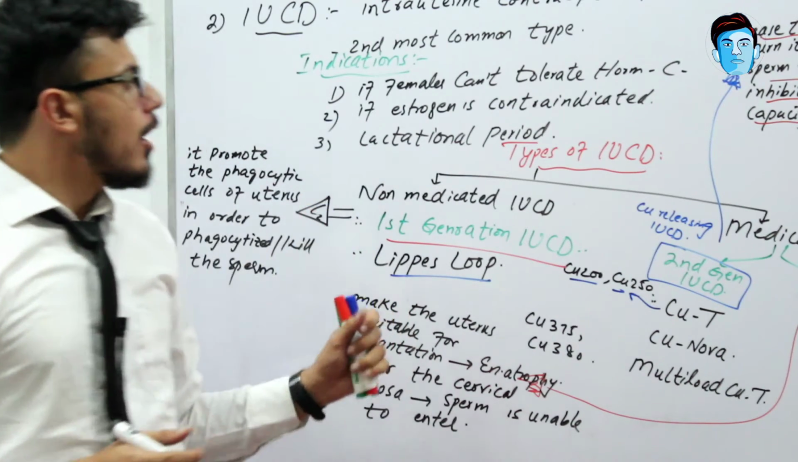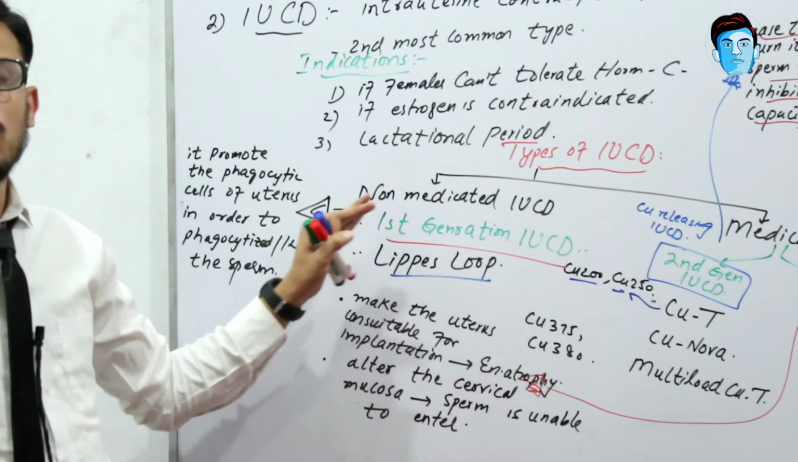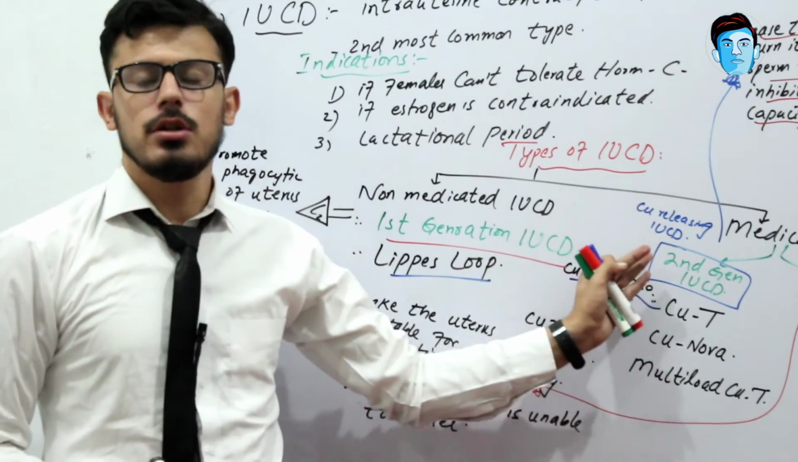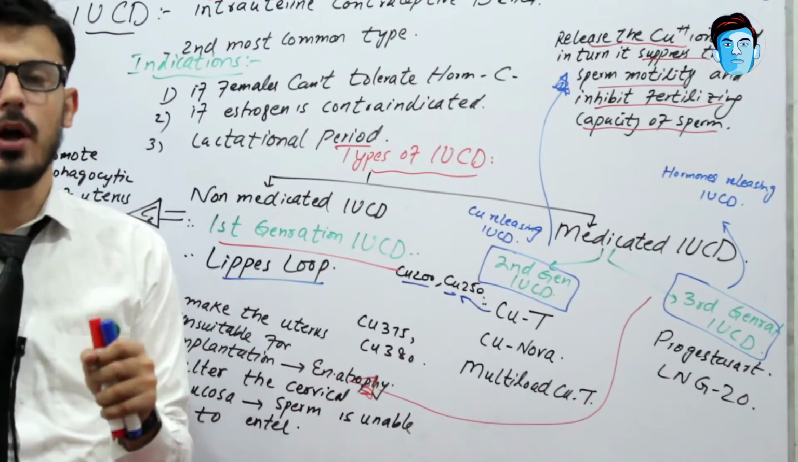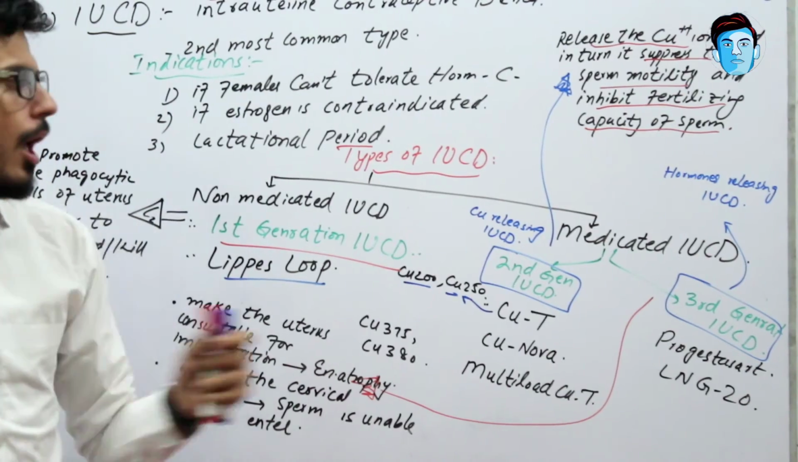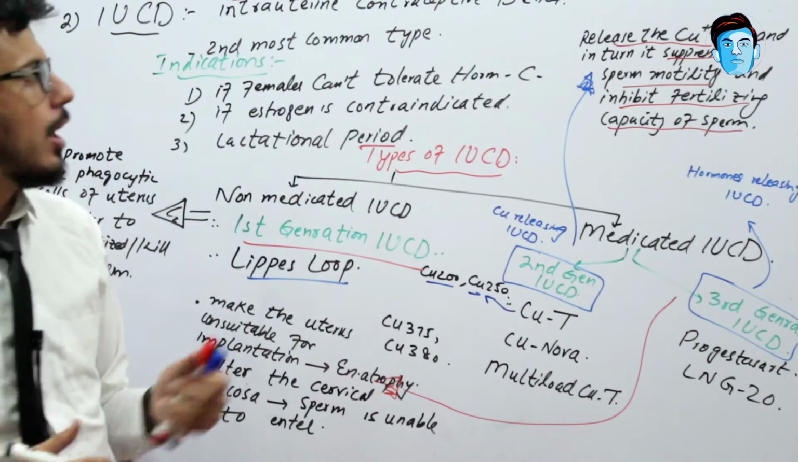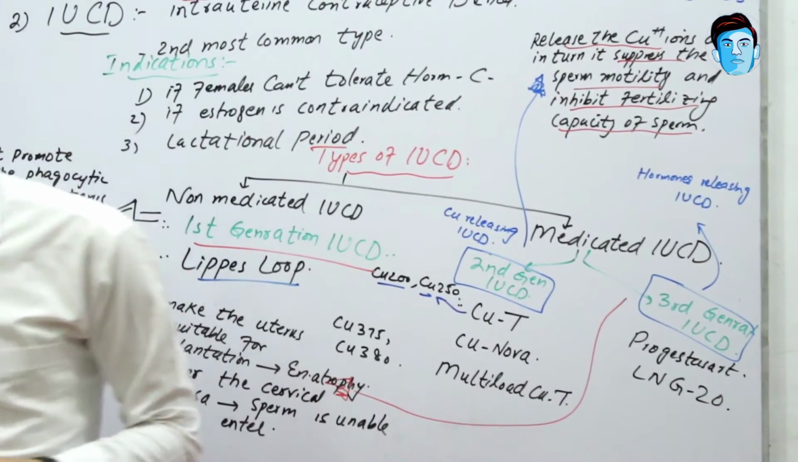So I'll repeat, what is the main mechanism of action of first generation? It promotes the phagocytic cells of the uterus, which phagocytize the sperm. The second generation IUCD releases copper ions that suppress sperm motility and also inhibit the fertilizing capacity of sperm. While the third generation IUCD makes the uterus unsuitable for implantation. So this is all we need to know about intrauterine contraceptive devices.